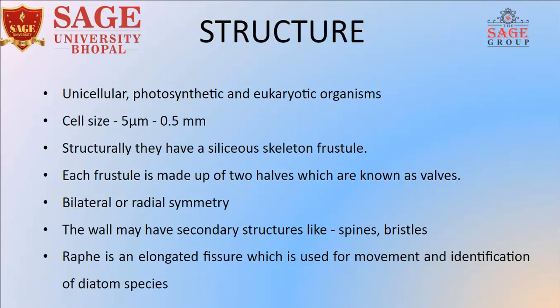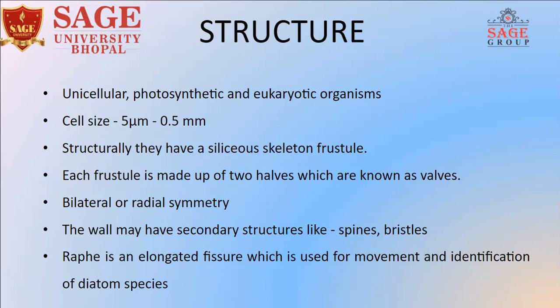Now, if we talk about the structure of diatom, then first comes their outer covering or cell wall. Diatoms have an outer siliceous skeleton called frustule. Each frustule is made up of two halves, which are known as valve or theca. One valve is slightly bigger than the other so that they can fit within each other well.